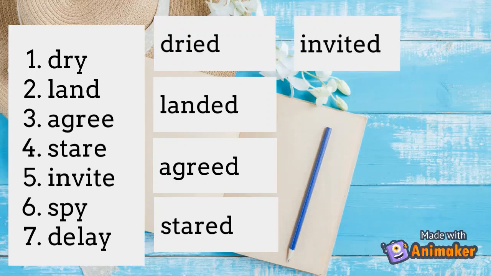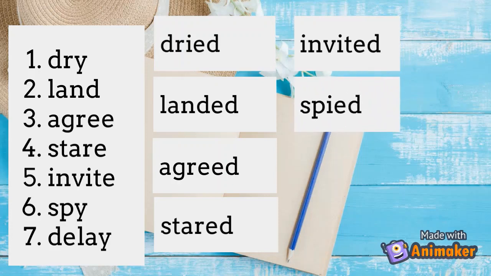Alright, spy. The last letter for this word is Y. So which rule do you have to apply? Yes, you have to remove the Y and plus IED. So it becomes SPIED, spied.